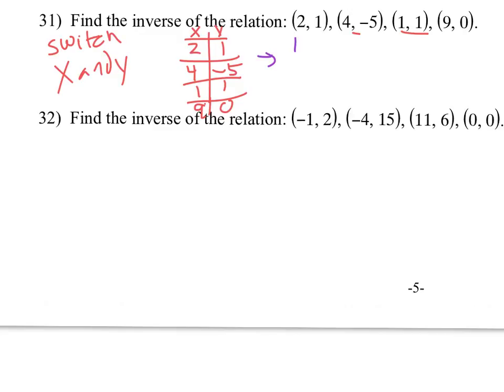The inverse for this would be (1, 2), (-5, 4), (1, 1), that's interesting, that one stays the same, and (0, 9). The inverse for this is just flipping the x and the y coordinates. If it's helpful to you to make a table first and then convert that to coordinates after, that would be fine, but you certainly don't need to do that.